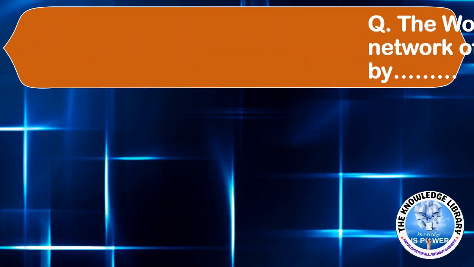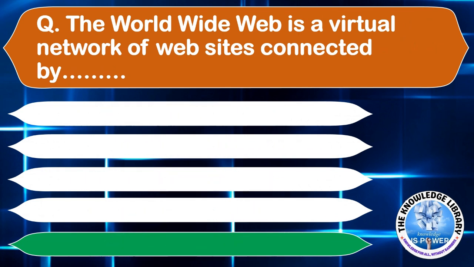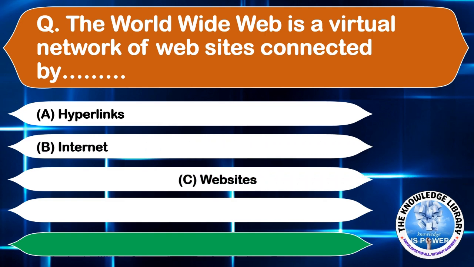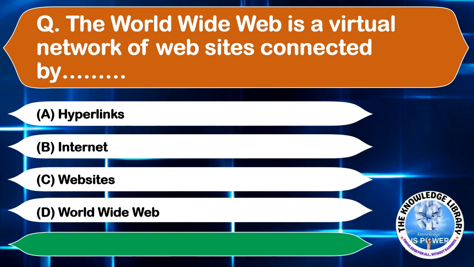The next question is, the World Wide Web is a virtual network of websites connected by dash. Option A, hyperlinks, option B, internet, option C, websites, option D, World Wide Web. The correct answer is option A, hyperlinks.